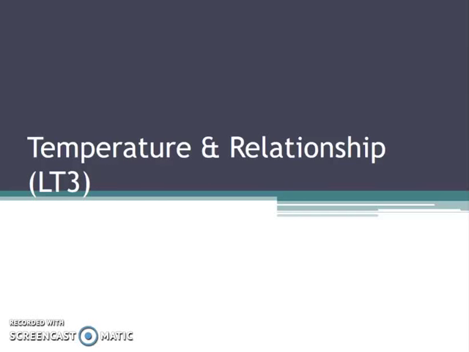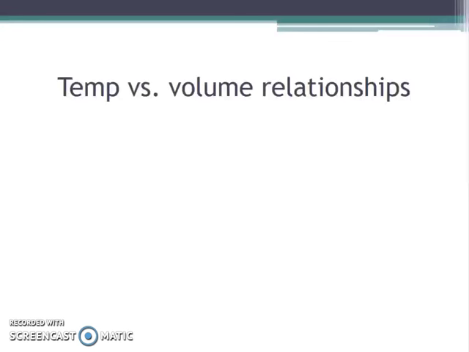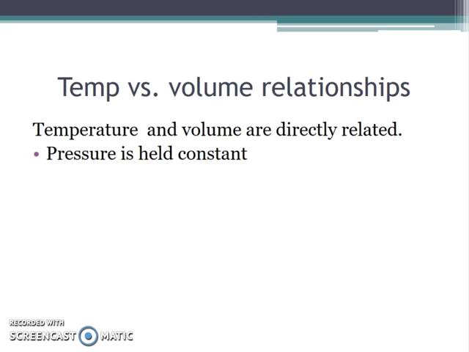Here we are, you guys, for temperature and volume. So what is that relationship between temperature and volume? Basically, we know that temperature is going to go up and down, and we know that volume will get bigger or it will get smaller. And so we would say that those two are directly related.